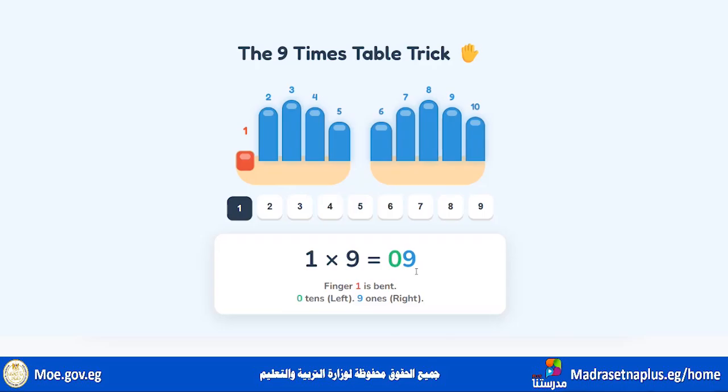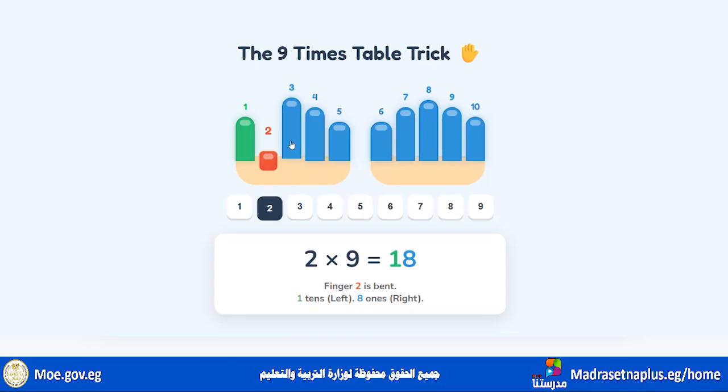Now let's paint the second finger. How many fingers on the left? 1. How many fingers on the right? 8. That means 2 times 9 equals 18. Finger 2 is bent: 1 green tens on the left and 8 ones on the right.